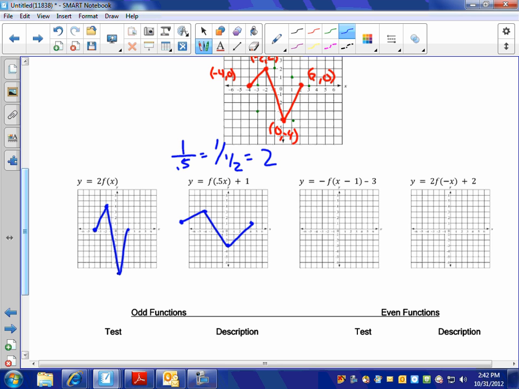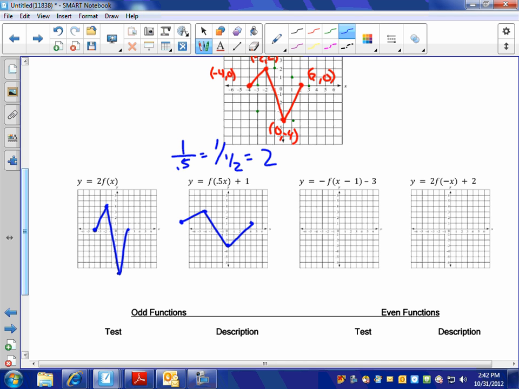Oh boy, y equals negative f of x minus 1 minus 3. Are there any stretches or compressions happening there? No. So what's happening? I have what type of a reflection, vertical or horizontal? It's on the outside, so it's vertical. What does the minus 1 do? It moves it horizontally by 1. What does the minus 3 do? Vertically down 3 units.